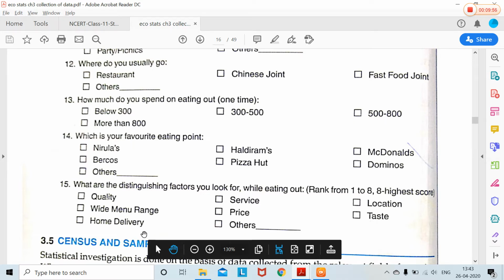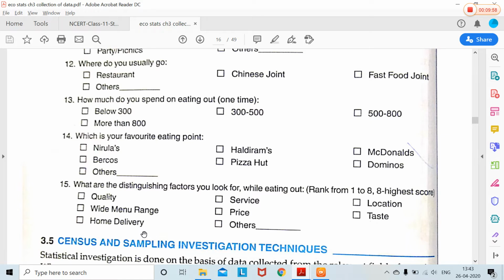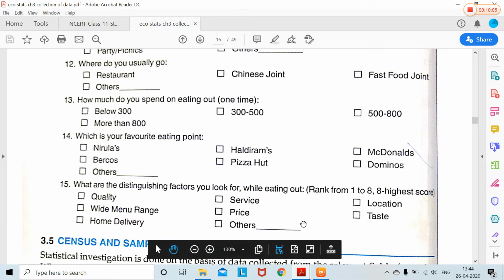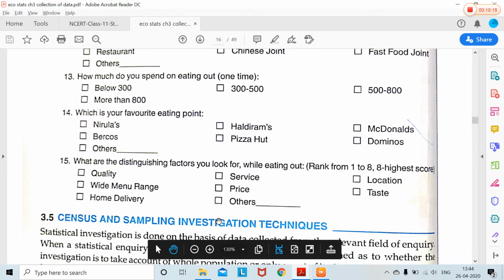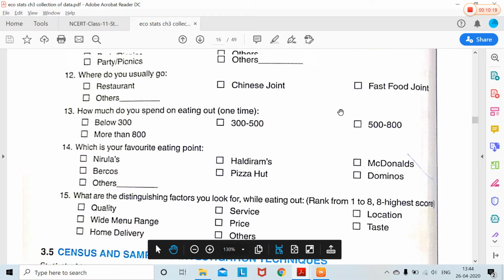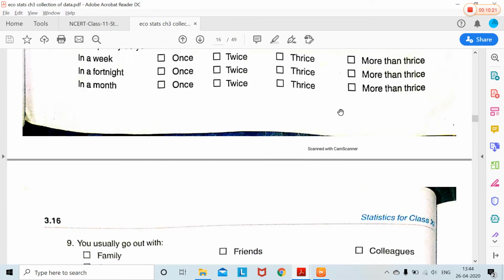Like you have to rank these 8 options as per your preference, and if there is some other option which you want to write, you can just write your option here, and the rank of that option. Like if I write ambience here and ambience is on rank 1, let us suppose, so I'll write 1 here, or maybe 8 if 8 is the highest score, so I'll write 8 here. So this is one example, one specimen questionnaire.